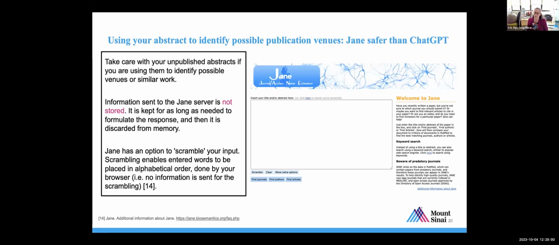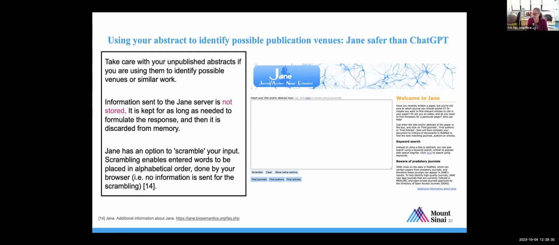One of the things people are interested in doing many times is identifying places to publish, or looking for articles that already exist on their topic. One of the tools that we teach in our library workshop on publishing venues is a resource called Jane. You can paste your abstract into Jane, and it's going to come back and say, here are journals that publish work similar to the things you put in.